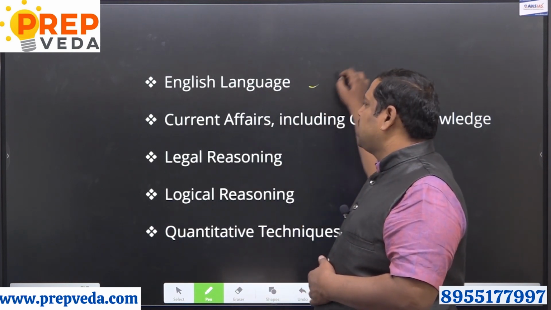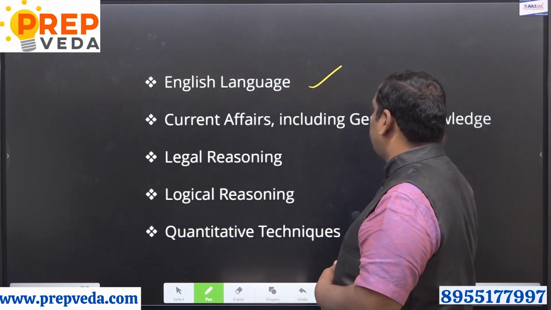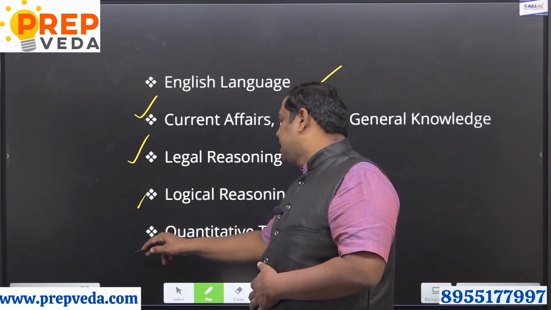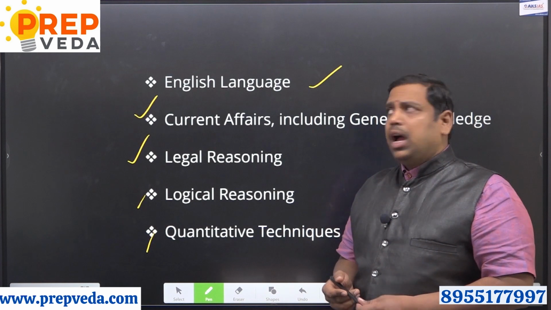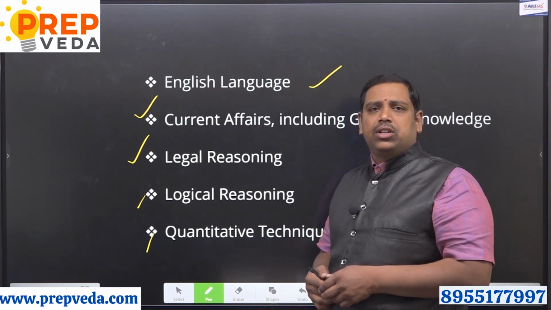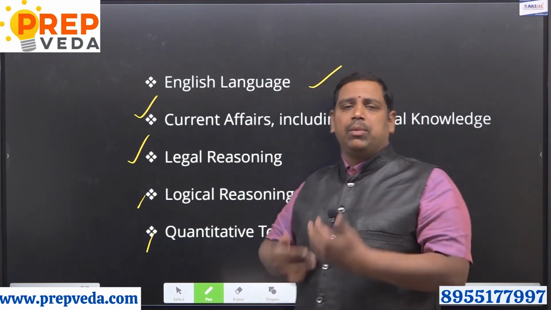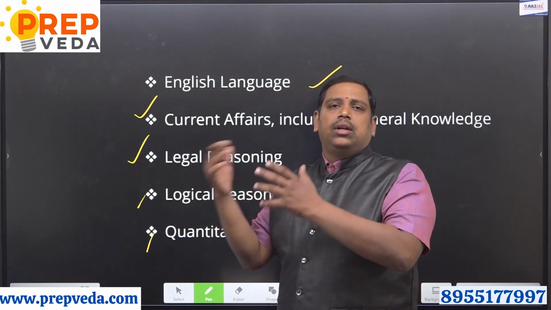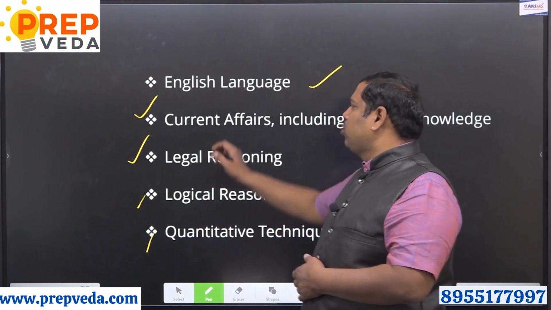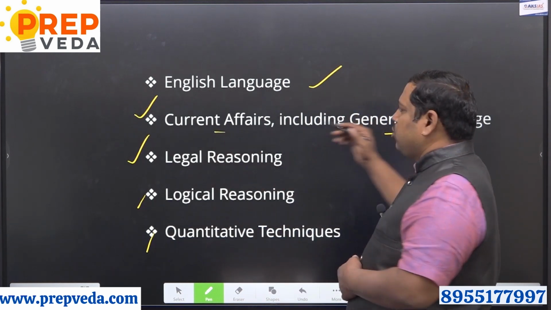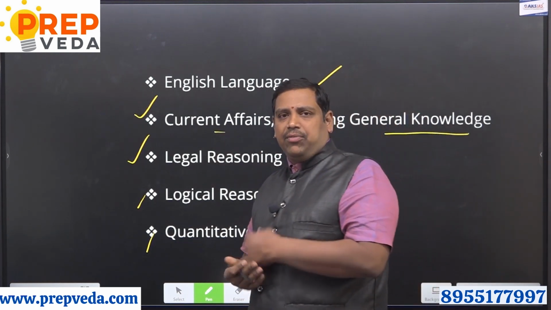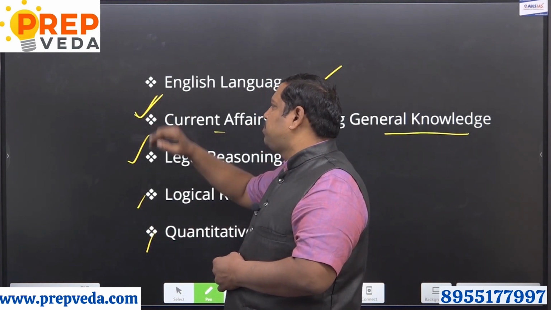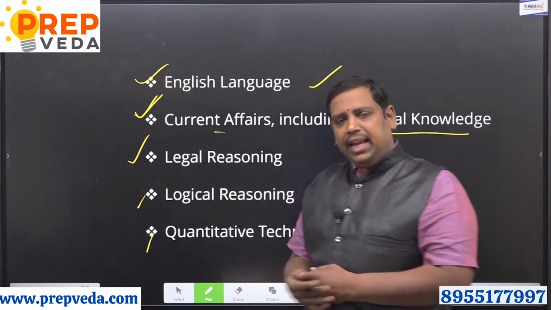CLAT consists of English language, current affairs including general knowledge, that means standard GK, legal reasoning, logical reasoning, and quantitative techniques. Of course, everybody knows what English language is, reading comprehensions and so on. That will be discussed by the respective subject expert. And coming to current affairs including standard GK, everybody knows what current affairs is, what is going on day to day. The corresponding expert will discuss current affairs also for you.